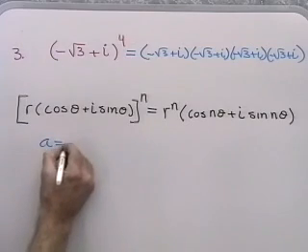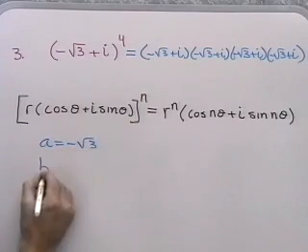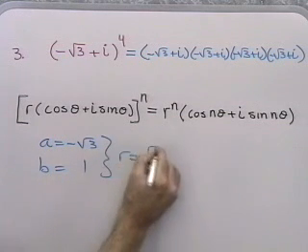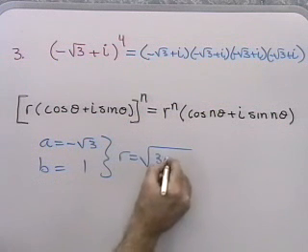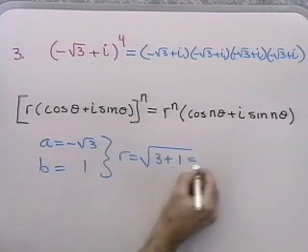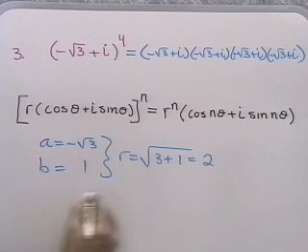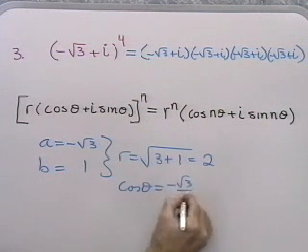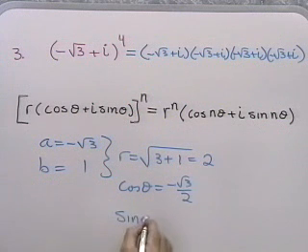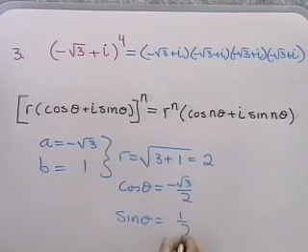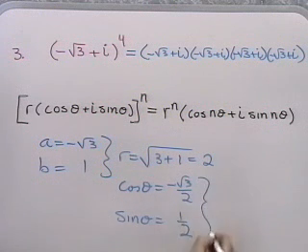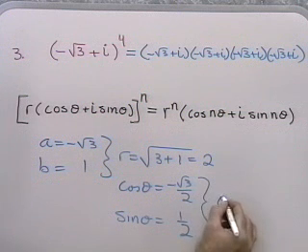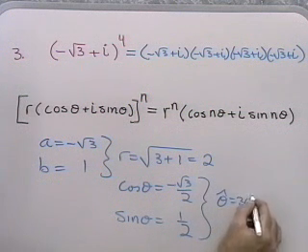A is equal to negative square root 3. B is equal to 1. That means that R is equal to the square root of A squared plus B squared, square root 4, which is 2. So now cosine of theta is equal to negative square root 3 over 2, and the sine of theta is equal to 1/2. So putting these two things together, sine theta is 1/2, cosine theta is negative square root 3 over 2, I know my reference angle is 30 degrees.